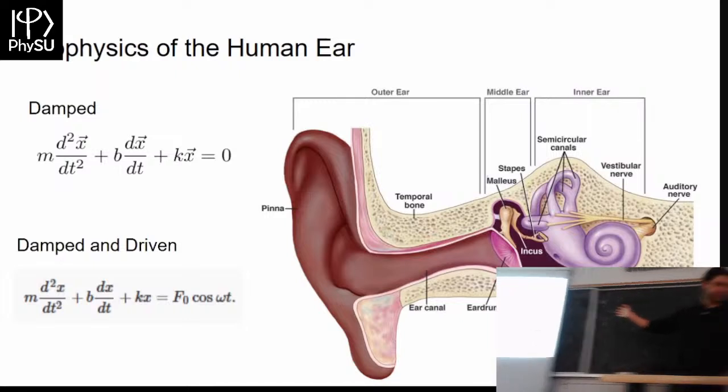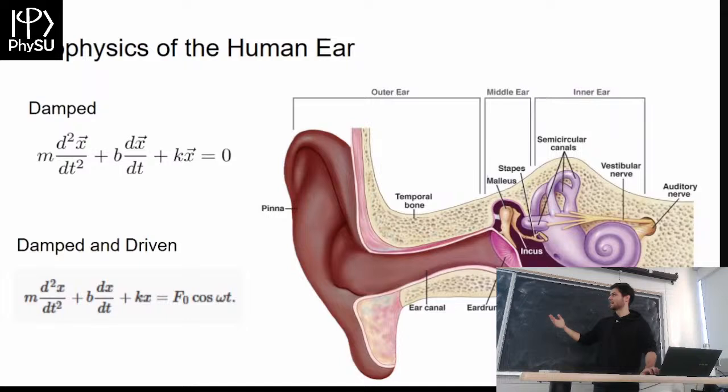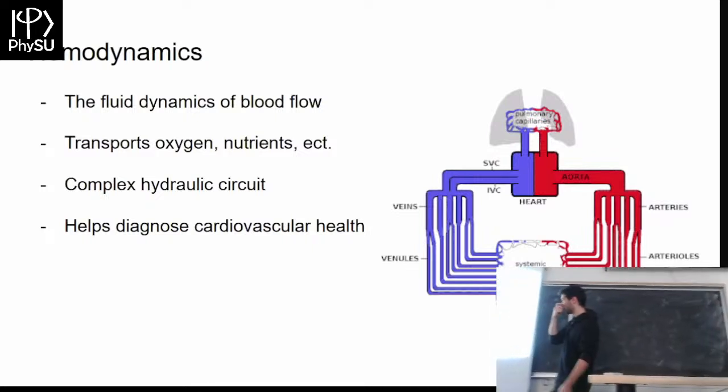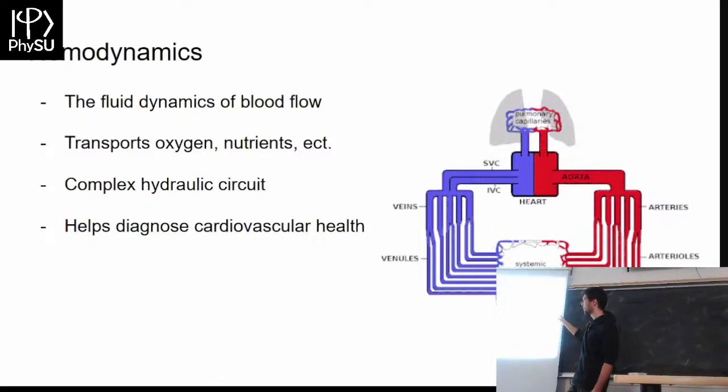I'd like to go to another less common example, but one that's very interesting to me, which is hemodynamics. This is the hydraulic movement, or the pressurized movement of blood flow throughout the body. Of course, it starts at the heart, which pumps it all throughout, right? There's the deoxygenated blood, which is entering the heart, and there's the oxygenated blood, which is leaving the heart, and it's going all throughout.